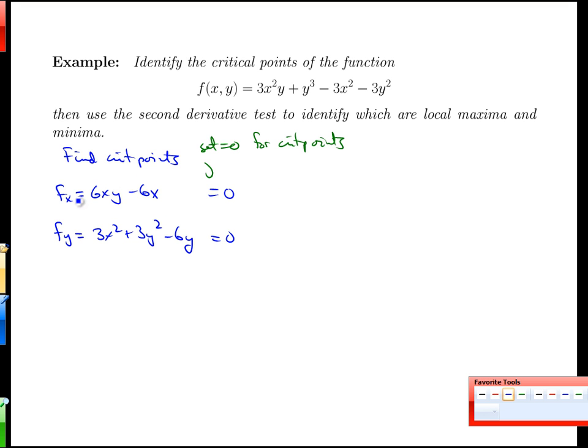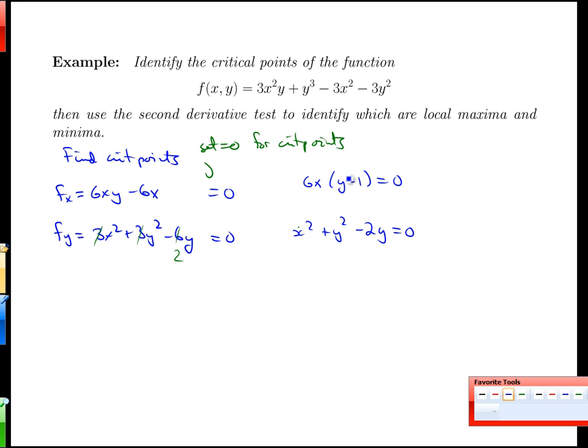And I think we can simplify this one most. Here we have 6x times (y minus 1) equals 0. We can factor a 6x out of both terms there. This one, I guess we can divide by 3, at least tidy up some of the constants. I think that's really the best we can do so far. So we have x squared plus y squared minus 2y equals 0.